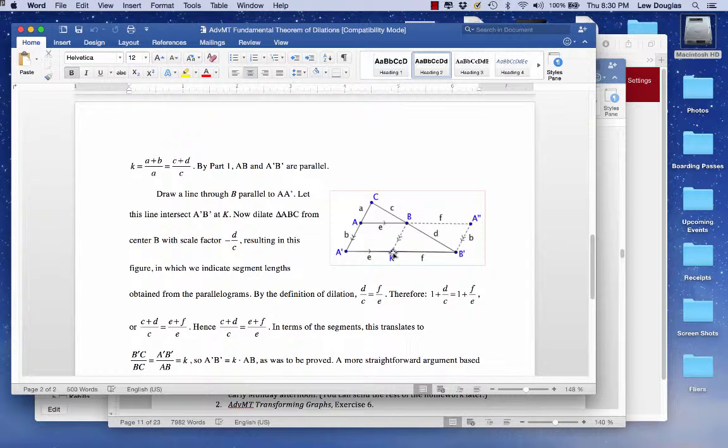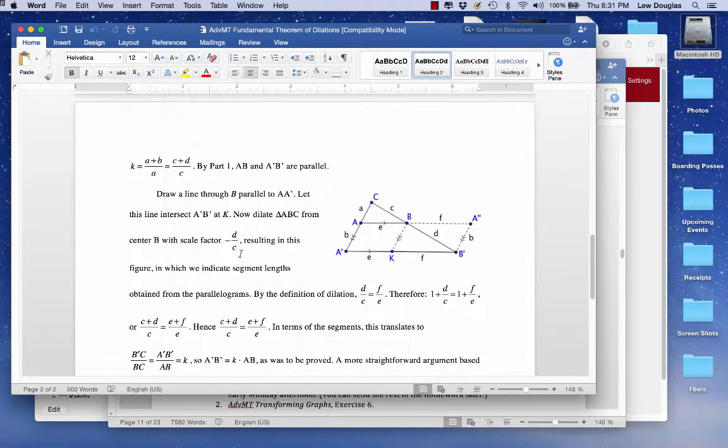All right, and let this line intersect A prime B prime at K. That's here. Now, dilate triangle ABC, right here, ABC, from center B this time. So this is different. Now we're doing it from center B instead of center C. Okay, with scale factor, and this proof relies on the use of a negative scale factor. If you don't allow that, you can't do this. But we talked about negative scale factors being okay.